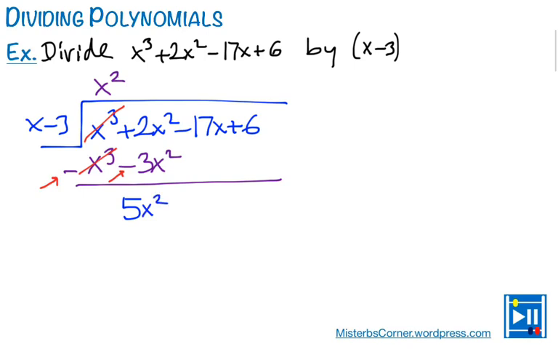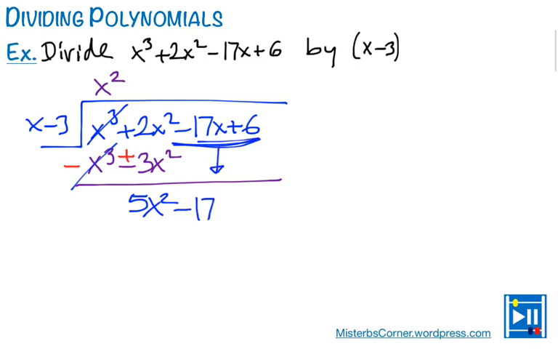The signs are extremely important here. That is why I'd like to work with changing the signs. So what I do is I just change the signs so that it's going to be subtraction when I add them. So x cubed minus x cubed, these are gone, right? And then I'll have 2x squared plus 3x squared. I'll have 5x squared. And then I'll just drop everything here down beside 5x squared. So it's going to be 5x squared minus 17x plus 6.